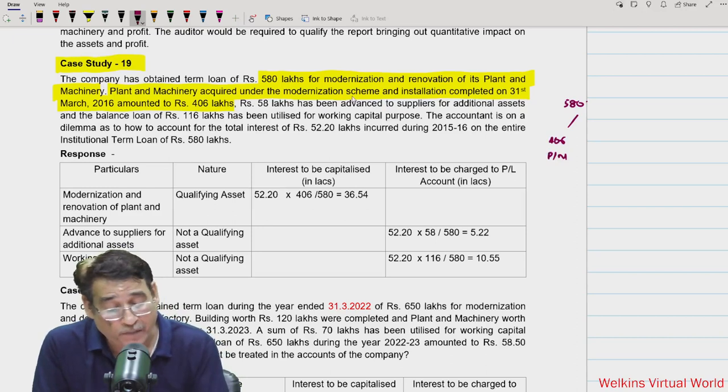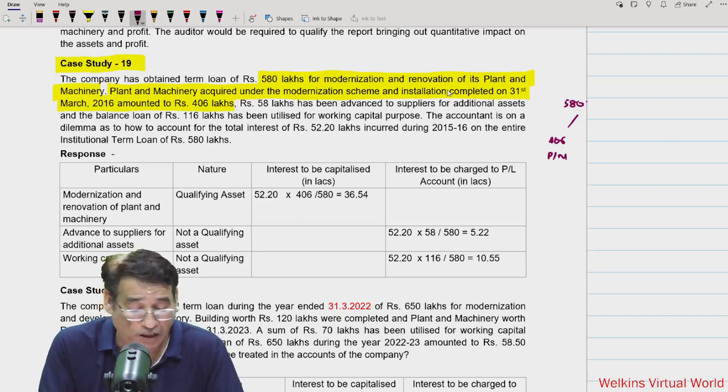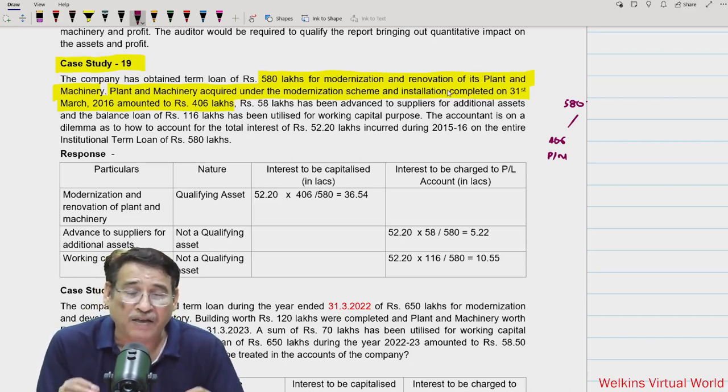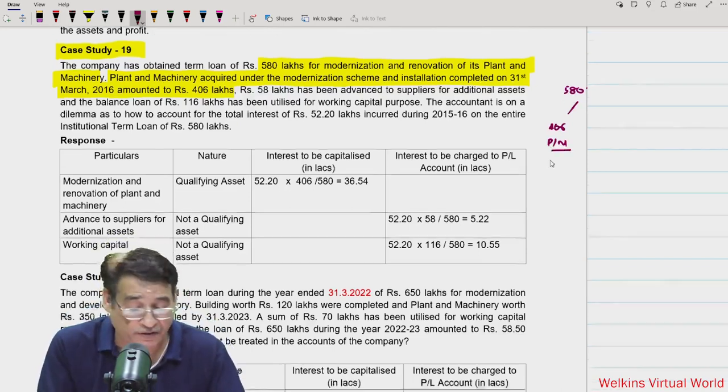And it is given that plant and machinery was installed on 31st March 2016. Actually, 31st March 2016 is the end of the current year. That means for the whole year, this particular machinery was under construction. So you are going to treat it as a qualifying asset. This will be considered a qualifying asset.